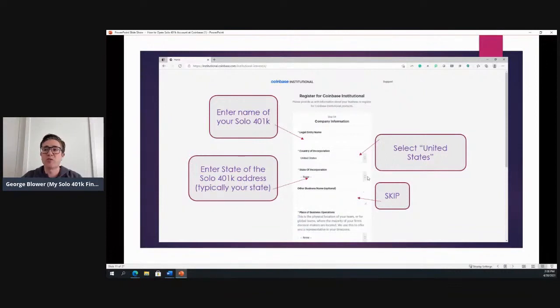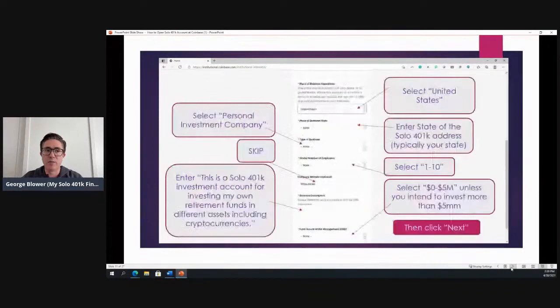So let's go through the screens as well as the pages of the application. So the first question is asking for the legal entity name. Here you're going to enter the name of your solo 401k. You're going to select the United States. You're going to enter the state of the solo 401k address, which is typically your state, and skip the field that's asking for other business name. That doesn't apply.